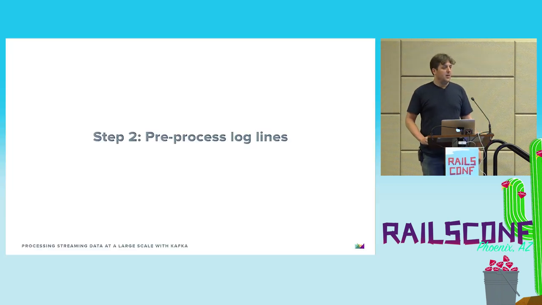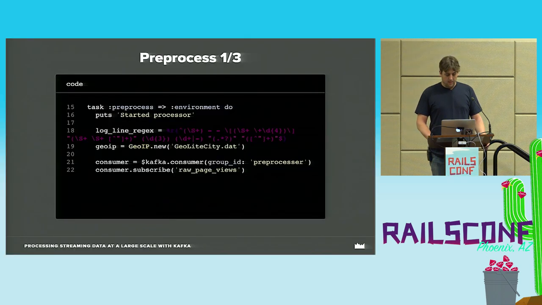Step 2 is then doing the pre-processing. So we now still only have a raw log line. There's an IP address in there and a URL. We still need to find out which country it was actually from. So this is the second step. We've got a regex here that can parse the log line. I also found this somewhere online. This splits out the log line into a few different segments. Then we set up a GeoIP instance. GeoIP is a way to get somebody's location based on their IP address.